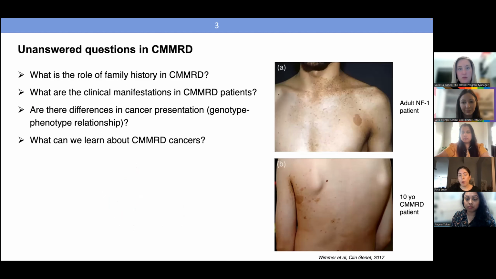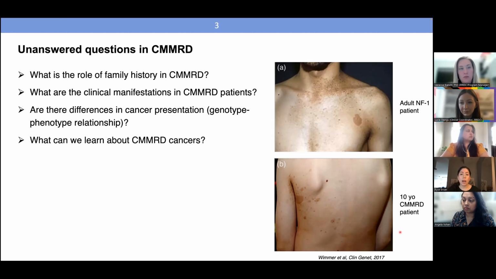So despite what we know about CMMRD, there are still some unanswered questions that we want to answer. So for example, what is the contribution of family history in CMMRD? What are the important clinical manifestations? We often see CMMRD patients are initially thought to have a different syndrome called neurofibromatosis 1 based on some of the skin manifestations. And you can see an example of how similar they look. So this is an adult NF1 patient, and this is a CMMRD patient, and you can see how similar the skin features look between the two.